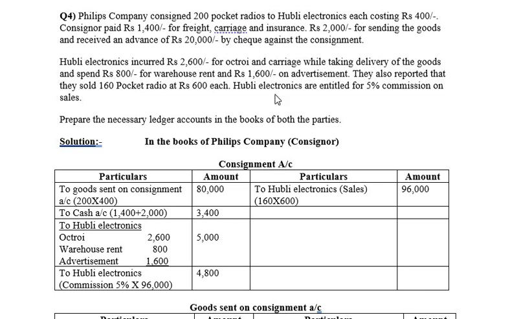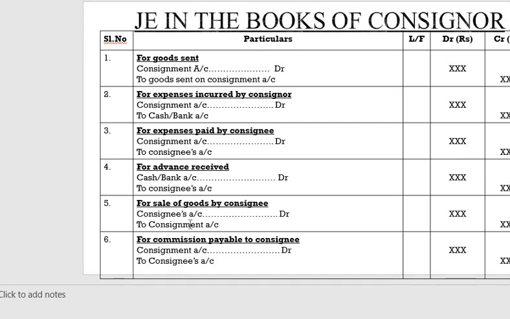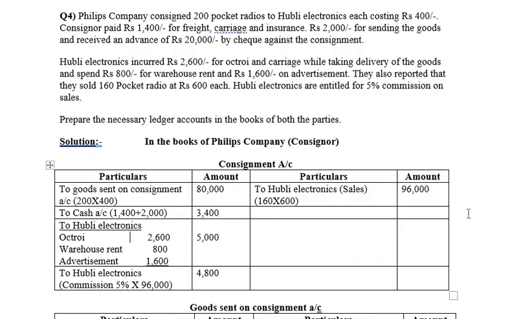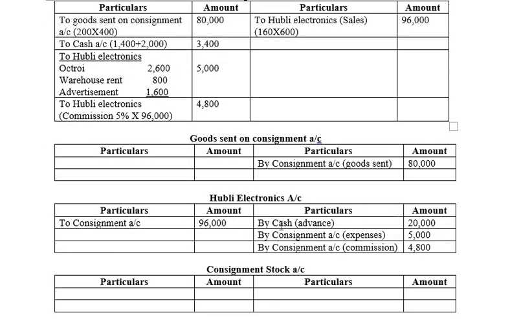So the consignor has received an advance. Let's see what is the journal entry. Advance received, so what is the journal entry? Cash or bank account debit to consignee's account. So let's go to consignee's account. Consignee's account is here by cash.